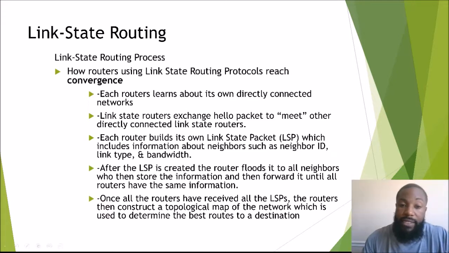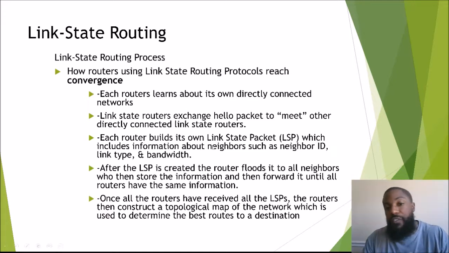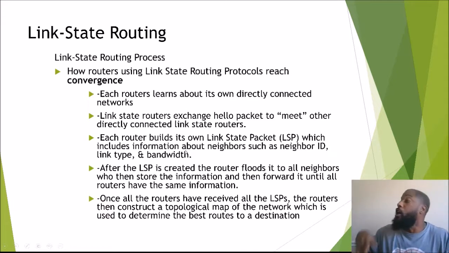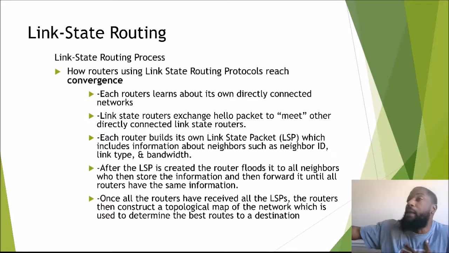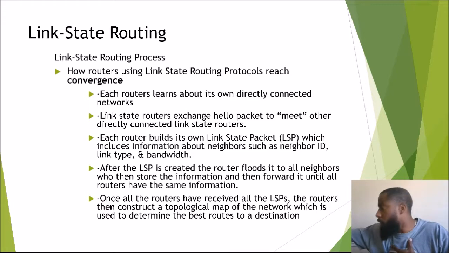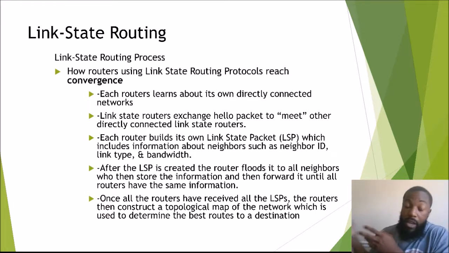Each router builds its own link state packet, which includes information about neighbors such as neighbor ID, link type, bandwidth, etc. Right? So it's going to be like, okay, I'm router 1, and I make a neighbor. He says hello, hello, hello, and he realizes, oh, you're router 2? Okay, let's be neighbors. Now me and router 2 are going to be exchanging information, right?